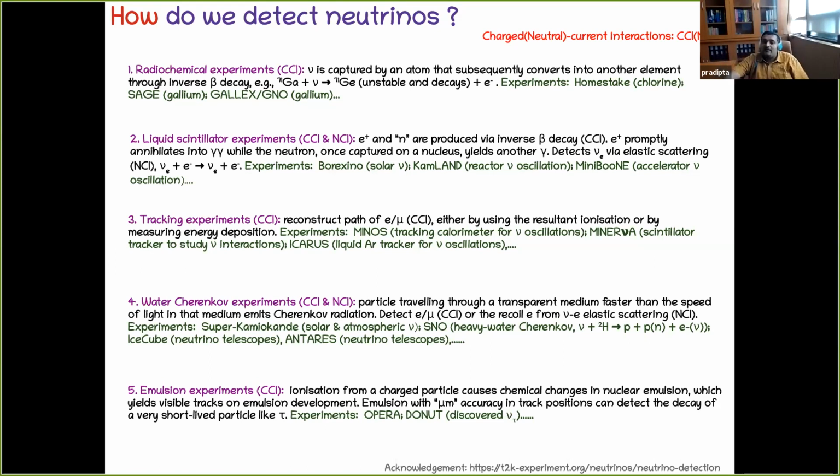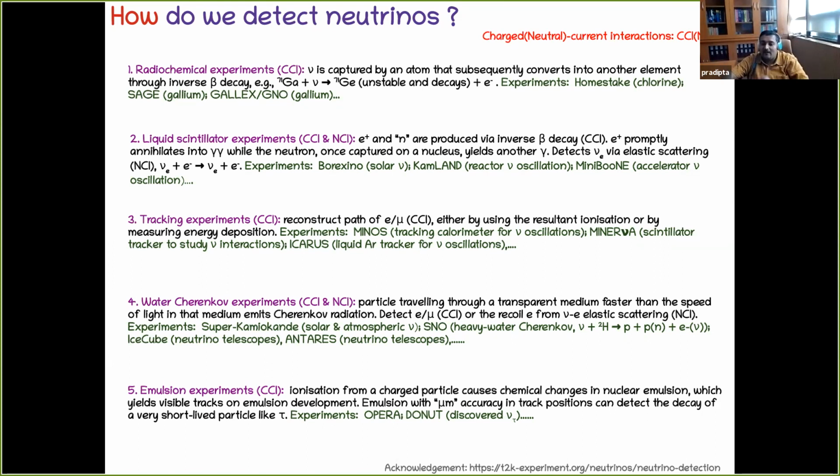So they typically use heavy water. This is actually one of the most popular types of experiments, where you have Super-Kamiokande, SNO, the Sudbury Neutrino Observatory, and then IceCube and ANTARES. They are really the neutrino telescopes. IceCube is in Antarctica and ANTARES is under the sea, where the quality of the water is very pure. Although they use the Cherenkov technique, they are known as neutrino telescopes.